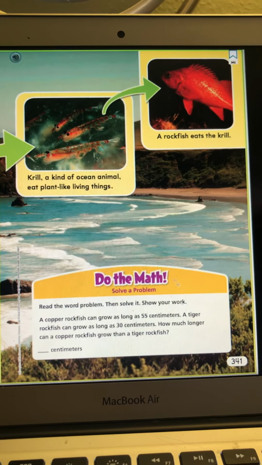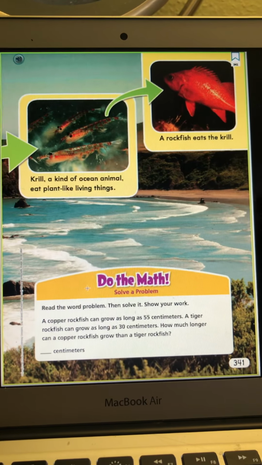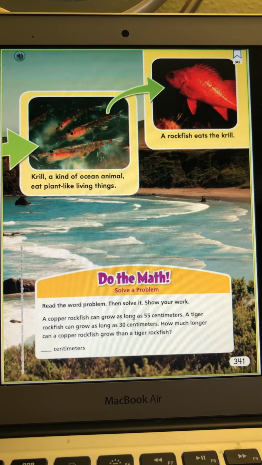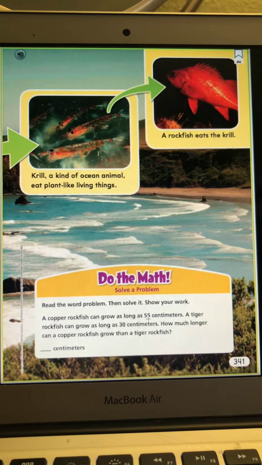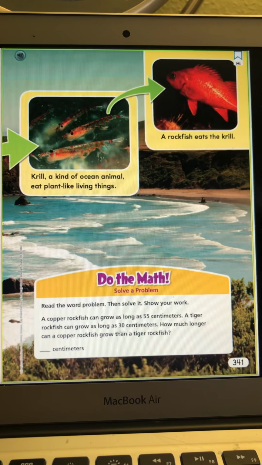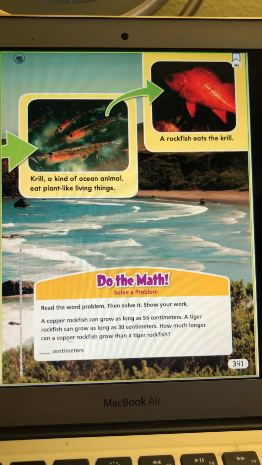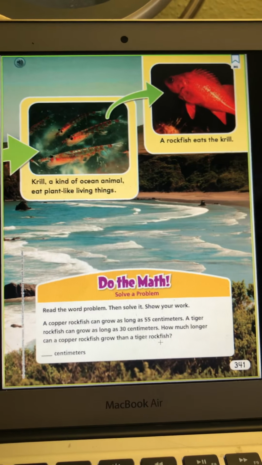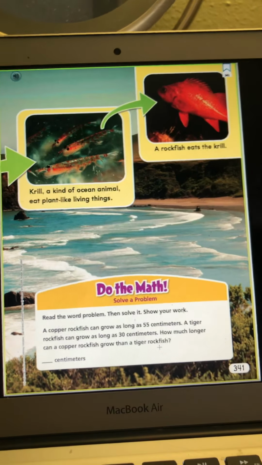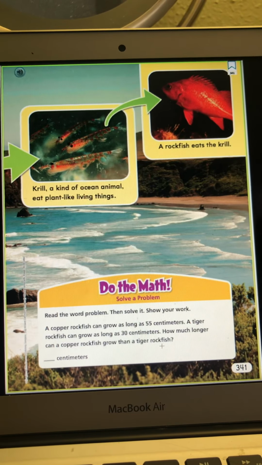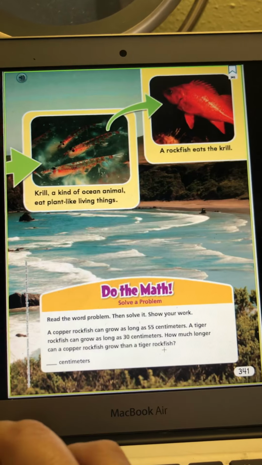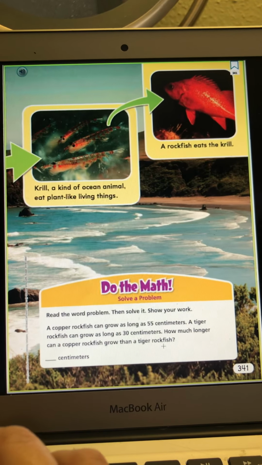So you can go ahead and do this. Remember that math is part of science. Read the word problem, then solve it. A copper rockfish can grow as long as 55 meters. A tiger rockfish can grow as long as 30. How much longer can a copper rockfish grow than a tiger? So this is a comparing word problem. You're going to use subtraction, 55 take away 30, to find the number of centimeters more that the copper rockfish can grow.